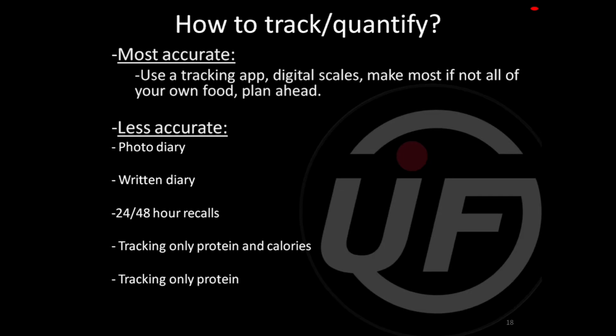Tracking only protein is important for people who are more interested in just performance in the gym and their weight's not a big issue. And a less accurate way still would be reducing one or more macronutrients. This is why keto and stuff is really popular.